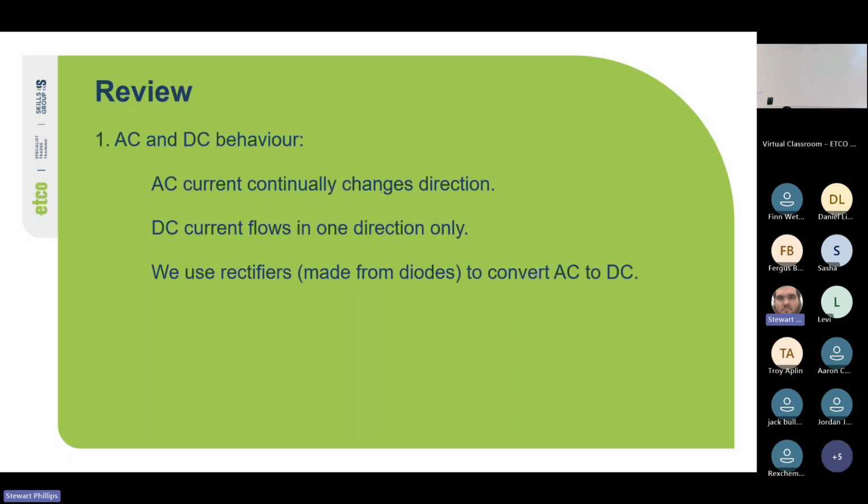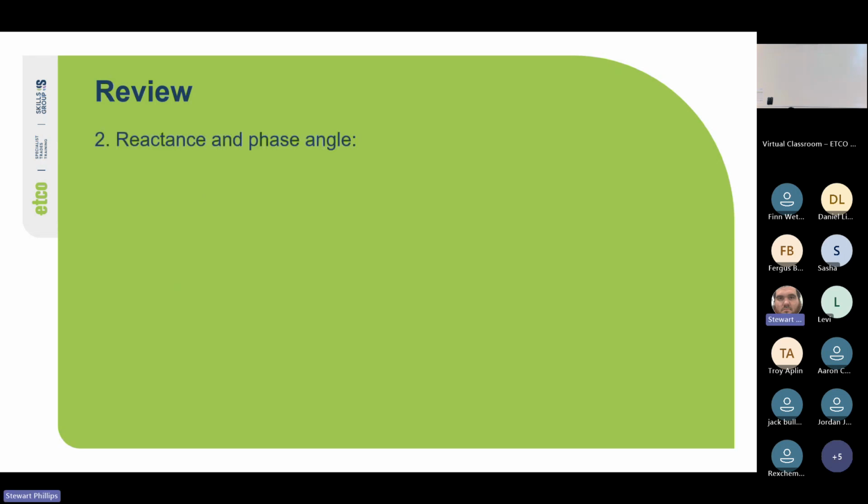So yeah, we'll start looking at semiconductors today. AC-DC behavior, like we've always talked about: AC, or alternating current, changes direction. DC, or direct current, only flows in one direction, and we use rectifiers made from diodes to convert AC to DC. Cool.